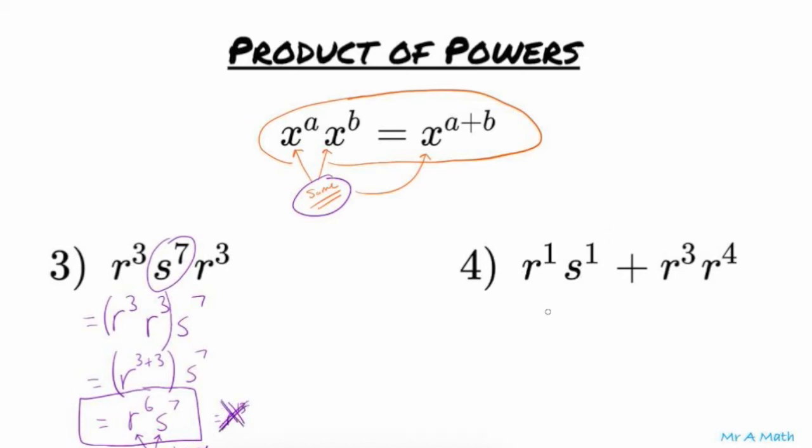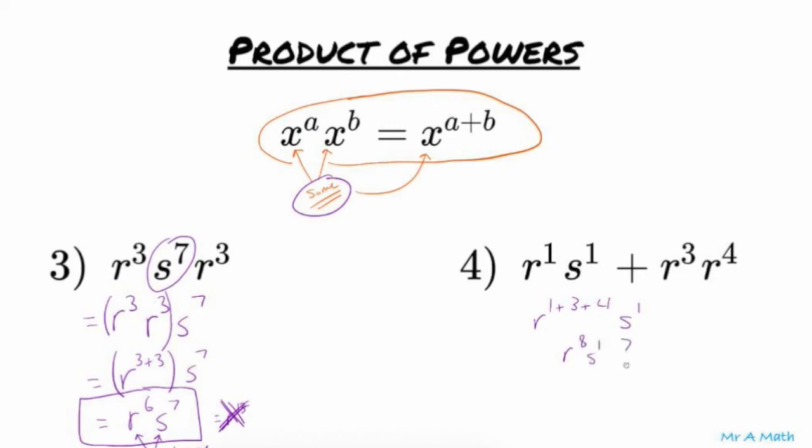So let's look at that one more time. Here I have another trap that people fall into sometimes. They think, oh, all I need to do is add up all the exponents. So they'll say r to the first power plus r to the third power plus r to the 4th power, because all of the r's have 1, 3, and 4 as their exponents, so I'll just add them together, right? And then this remains s to the 1st power. So this is just r to the 8th power, s to the 1st.